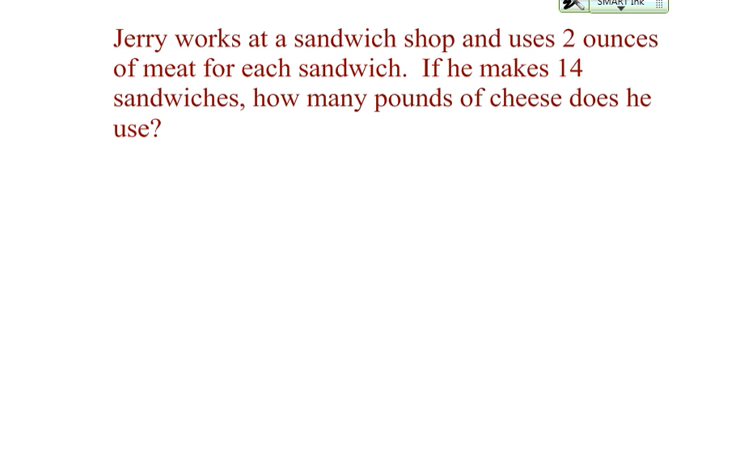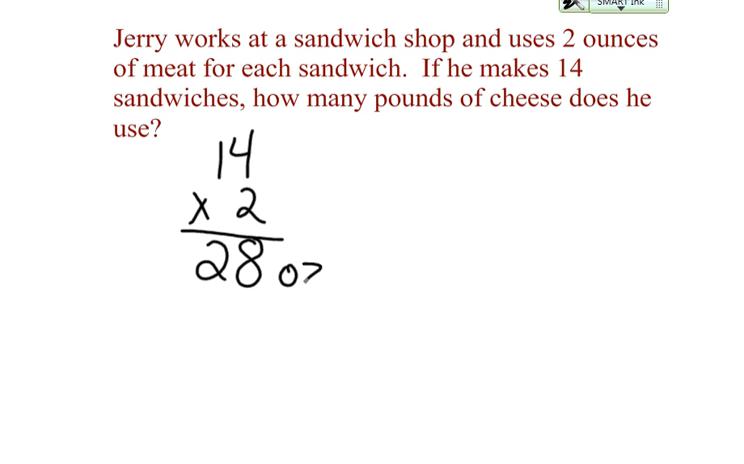Let's apply these to some more problems. It says Jerry works at a sandwich shop and uses 2 ounces of meat for each sandwich. If he makes 14 sandwiches, how many pounds of cheese does he use? It says he uses 2 ounces for a sandwich. So the first thing we want to figure out is the total number of ounces. We take 2 times 14, which gives us 28. So we have 28 ounces.